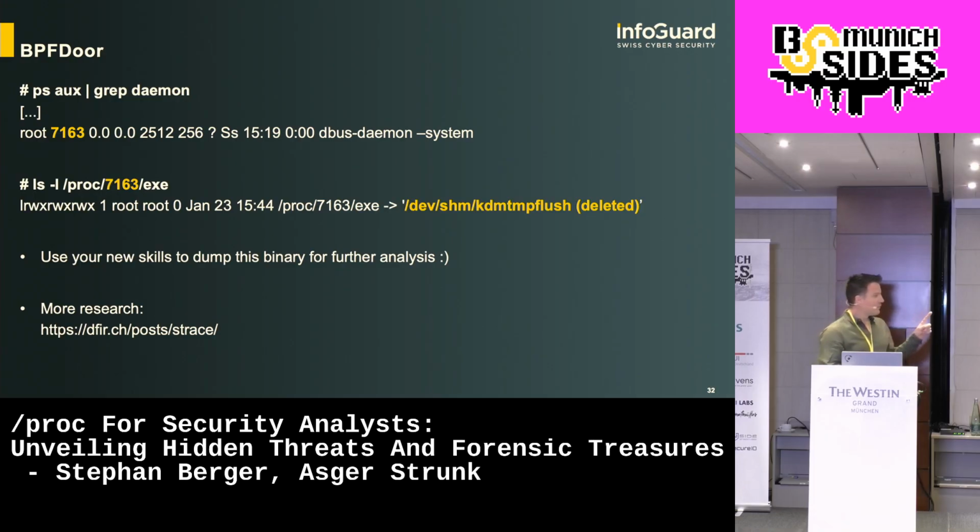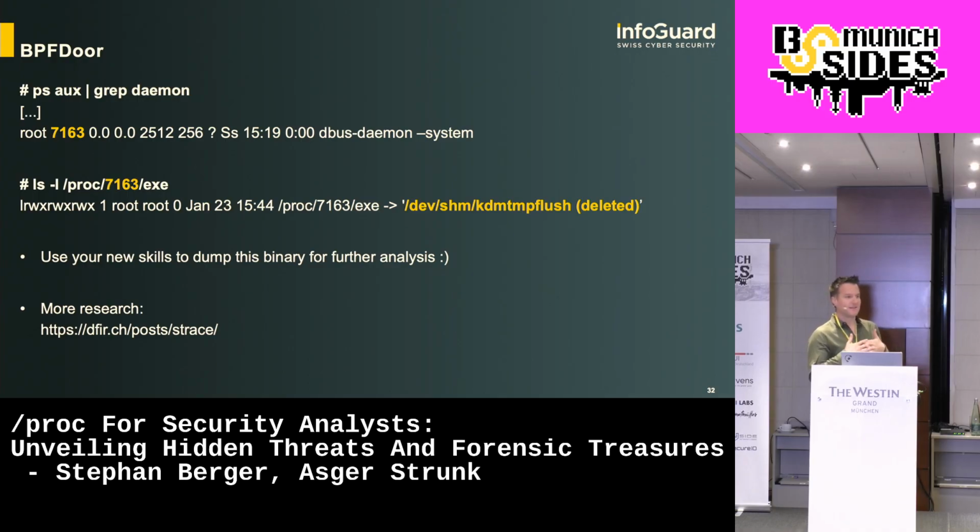But still, what we are seeing here when we do a ps aux, so list me all the running processes on my system, is a dbus-daemon system process. That looks legitimate, doesn't it? Because I have no idea. Maybe not. But as a security analyst, I say, hey, I go to that process ID, that 7163 directory, and then I see the symlink, the symbolic link, like Asger pointed out, that the file pointed to /dev/something, and it's deleted.